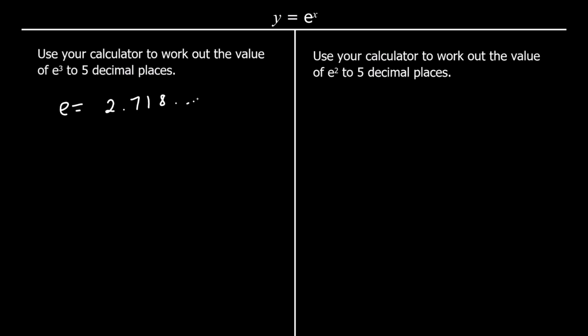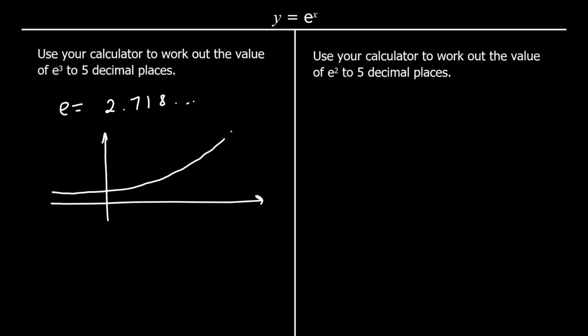The reason e is a special number is because the function and the gradient function are exactly the same. So where we have a graph of y equals e to the power of x, it crosses at 1. At this point, let's move it over a little bit. So at this point, when x is 1, the y coordinate is 2.718, and the gradient is also 2.718.